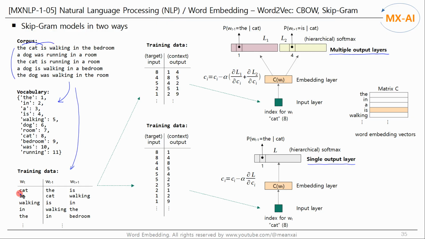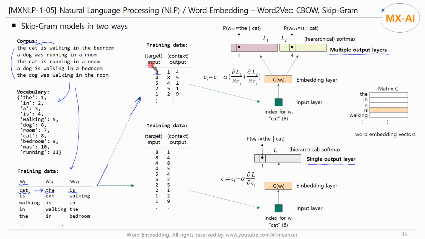This is the target word WT, and these are surrounding words or context words. Since we use trigrams, we have 2 context words. Skipgram predicts the context words based on the target word. If we convert the words to their corresponding indices in the vocabulary, it would look like this.